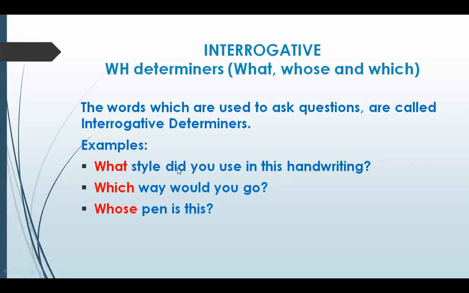So what style did you use in this handwriting? I cannot say what is your style of handwriting, right? If I say what is your style, then it is not acting as a determiner. So ये जो interrogatives होते हैं, they will act as a determiner when they are followed by a noun, not with any verb or pronoun. So which way, whose pen, these are all acting as determiners here.